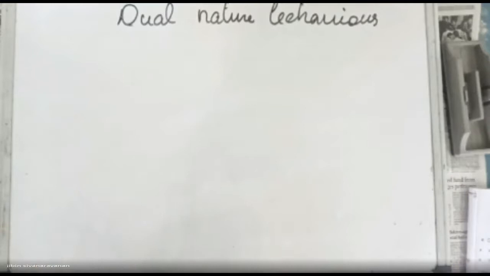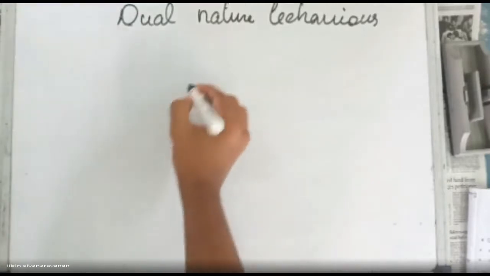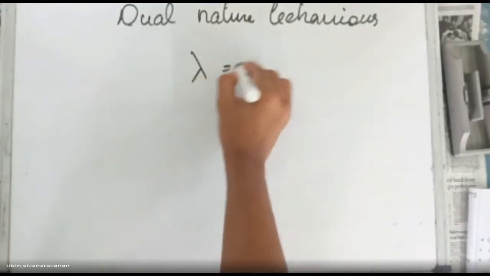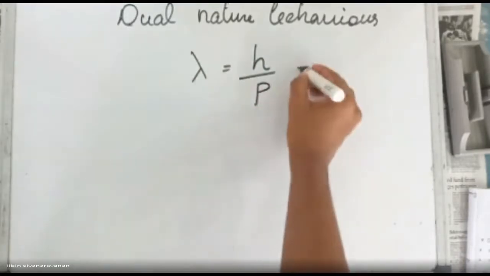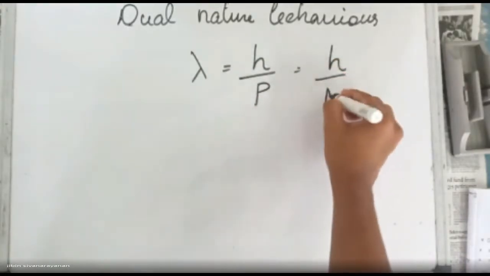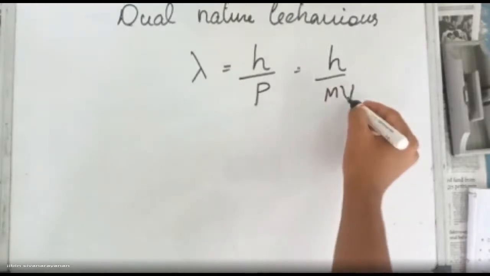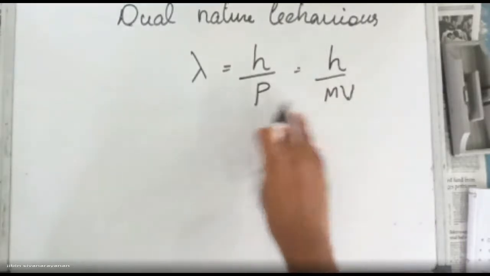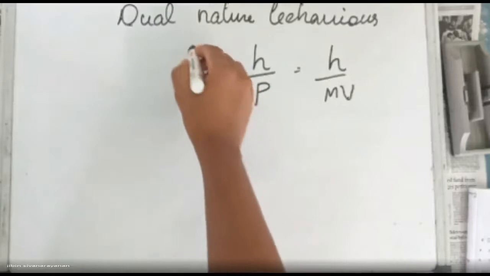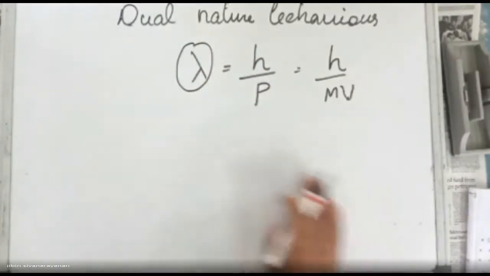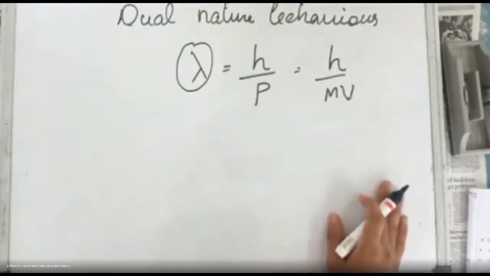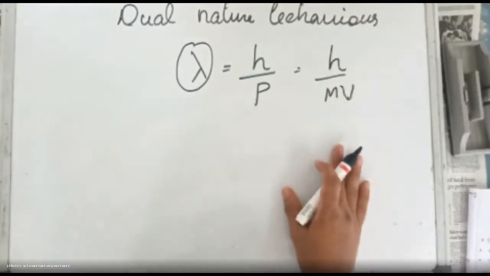So do you know how they can be combined together? That is done by de Broglie. According to de Broglie, lambda is equal to h by p, where p is mv. A particle has velocity, so only a particle has momentum, and a wave has wavelength. So this is the relationship between particle nature and wave nature.